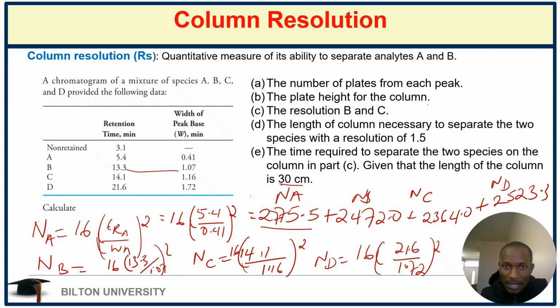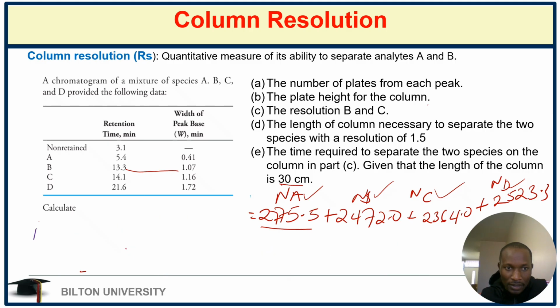Then the plate height for the column. So remember here we have been told the number of plates from each peak. So this is for plate A, plate B, plate C, and plate D. And the next question is asking for the plate height for the column. So remember how we get the plate height. Remember, N, the number of theoretical plates, equals length divided by plate height. So it means that the plate height is equal to L over N.